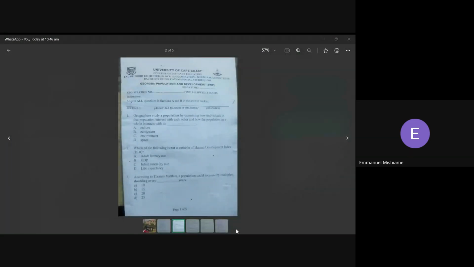Can you all see my screen? All right. So let's go through the questions. Number one reads, geographers study a population by examining how individuals in that population interact with each other and how the population as a whole interacts with A, culture, B, ecosystem, C, environment, and D, space. What's the answer?